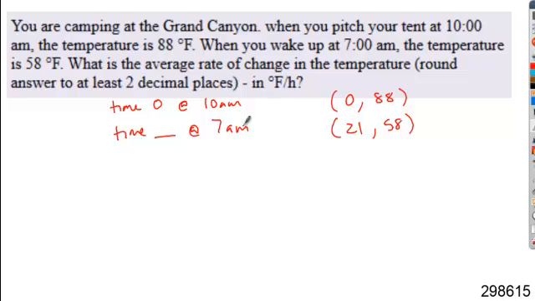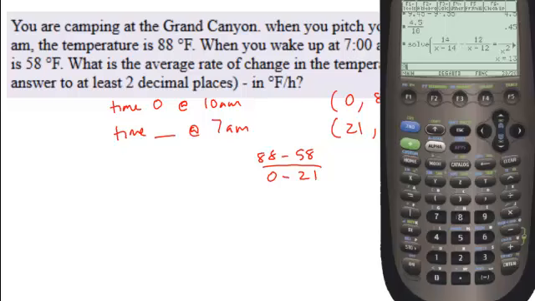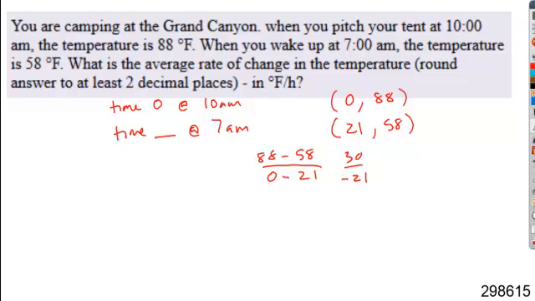So you can build it either way, but that gives you an ordered pair that you can now calculate the slope for and find the rate of change. The rate of change is the difference of the y's, so 88 minus 58, over the difference of the corresponding x's, so 0 minus 21. If we calculate this, 88 minus 58 is 30, all over negative 21. So here is our slope.